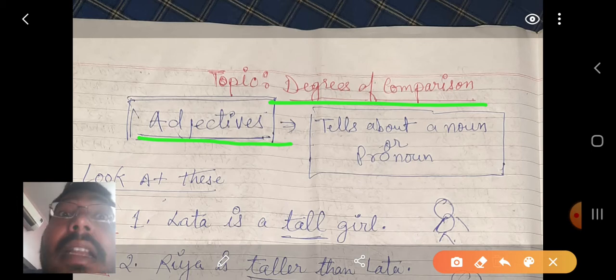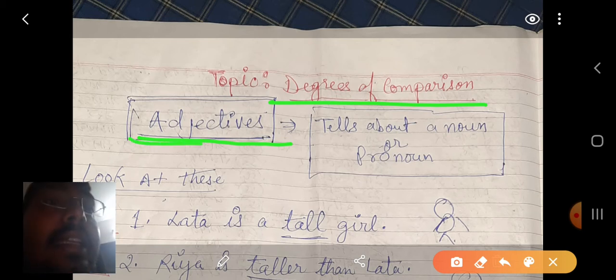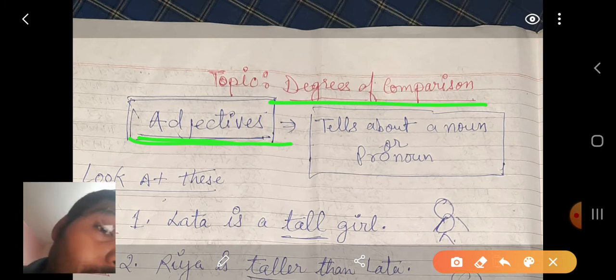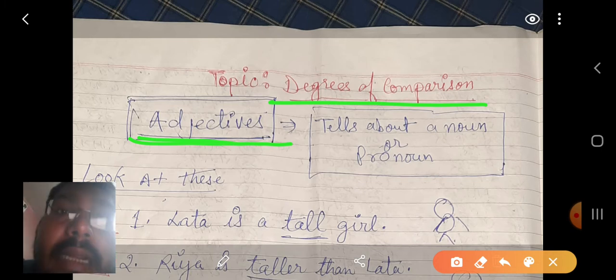Like, she is a brilliant girl. Brilliant tells about the quality of the girl, what kind of girl she is. So these are adjectives. And these degrees of comparison are also degrees of adjectives. We are going to learn about them. This is to keep in mind.